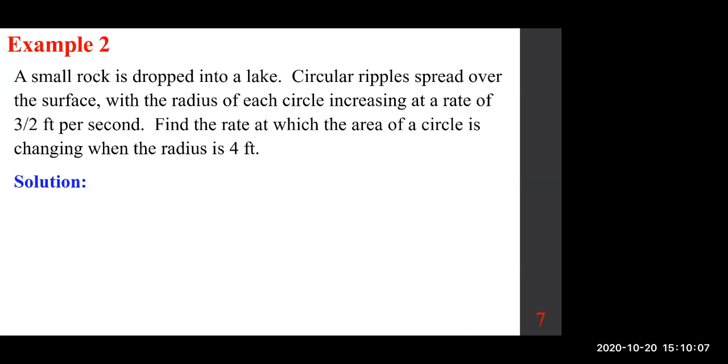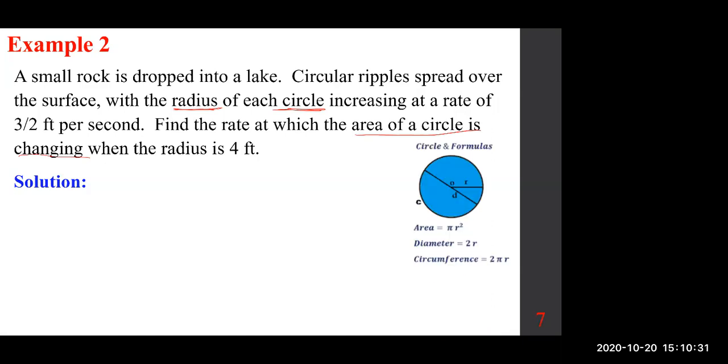So what do we need to understand? Quickly as we read, we see the radius and circle. So the radius is increasing at the rate of 3/2 feet per second. We want to find the rate at which the area is changing. That means we need to relate the two. And so the very first thing is some basic information from geometry. A equals pi r squared for a circle. D equals 2r. C equals 2 pi r. And of course, we need the area.